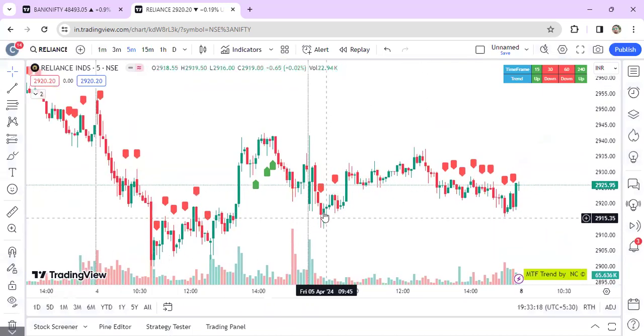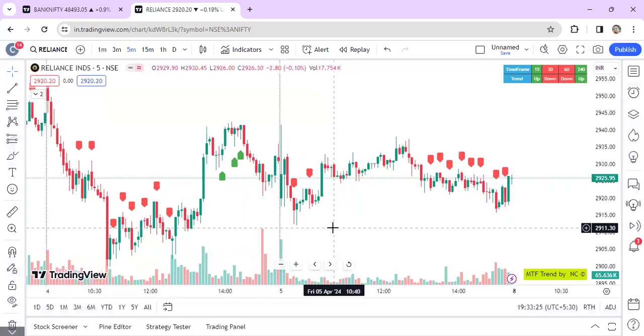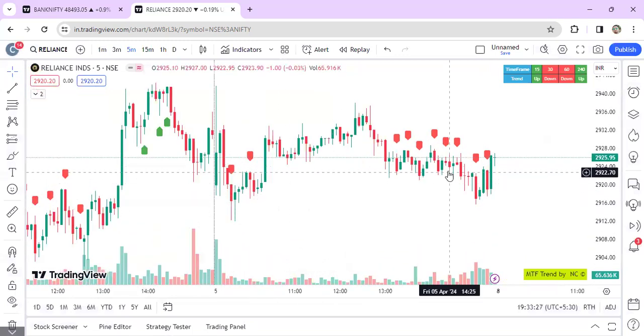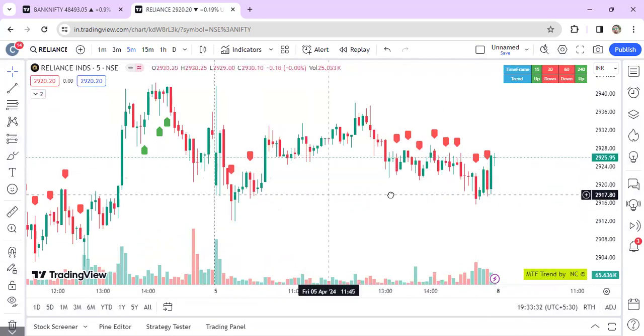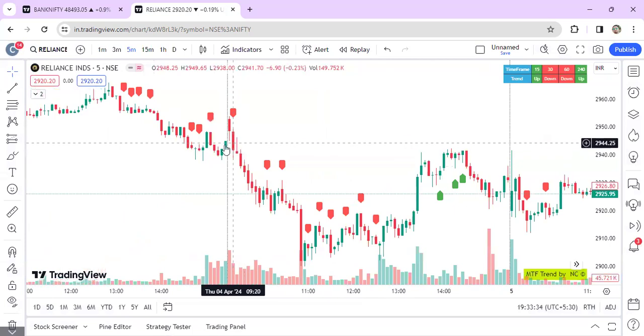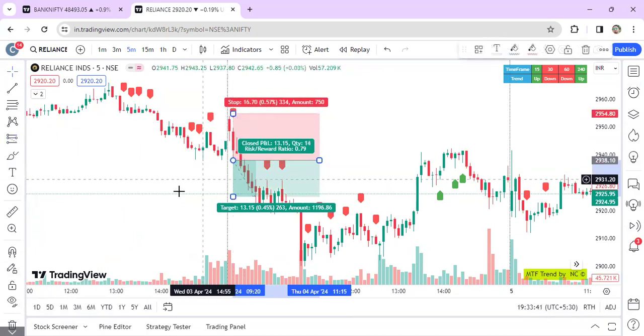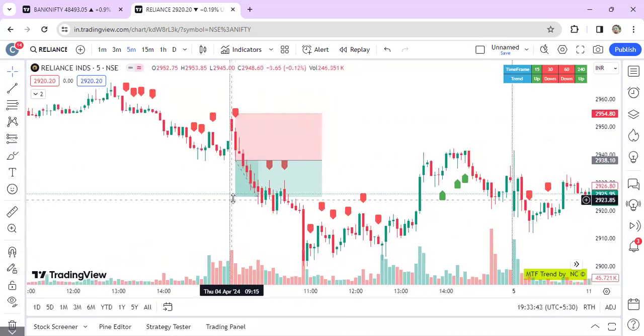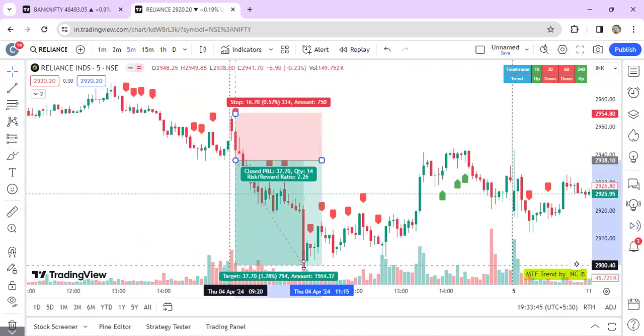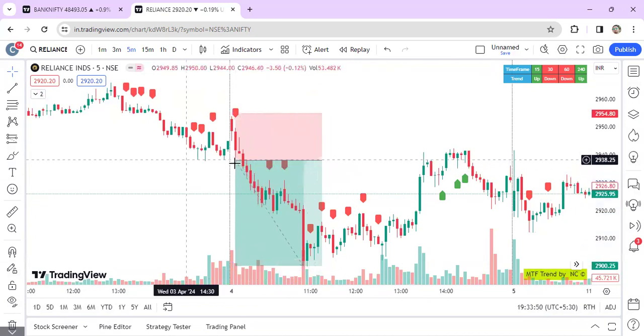See here, this day you get one SL hit. This is your entry point. This green candle breached the low, but your SL is hit. And then again at a very late point of time you are getting the entry signal, so you will not be entering the trade. But see this particular day how much you are getting. You enter here. This is your SL and your target is huge, more than 2:2, 37 points in Reliance.